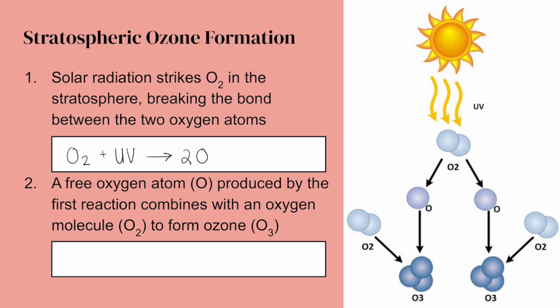So then what happens is that free oxygen atom that's produced by the first reaction will combine with another oxygen molecule that exists in the stratosphere, and it will form ozone. This reaction doesn't require any input of solar radiation, so that's what we're seeing here. These 2 get together, the oxygen atom right here and the molecular oxygen or oxygen gas, they react together to form ozone. So if we're writing that equation, it's just 1 atom of oxygen plus a molecule of oxygen gas forming ozone, which is O3.